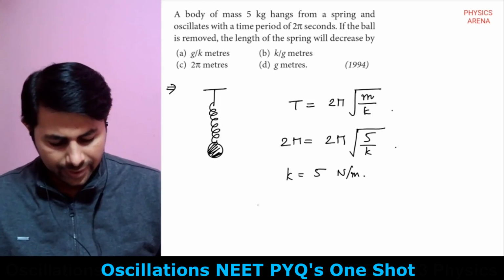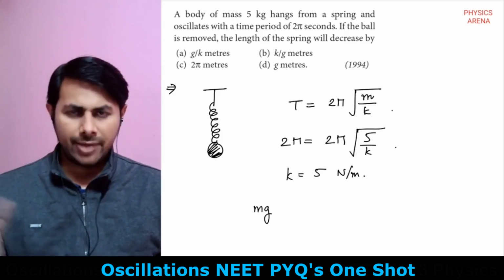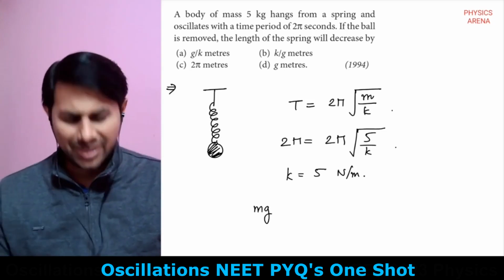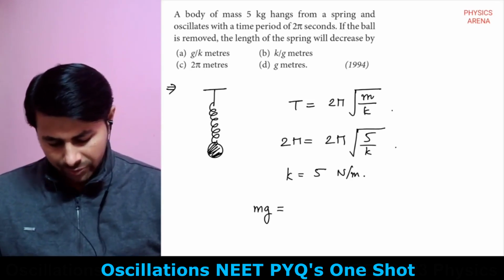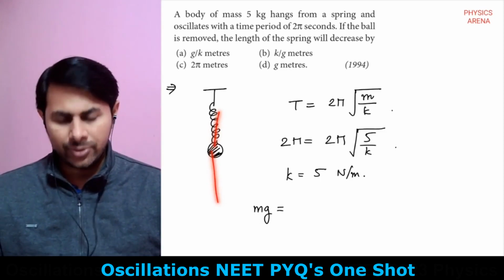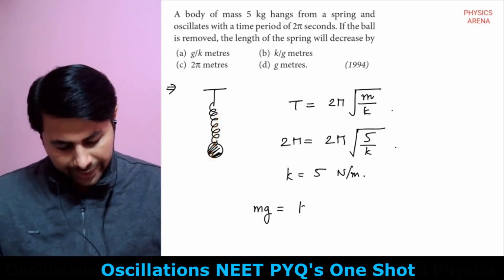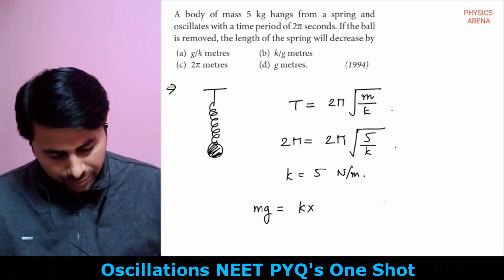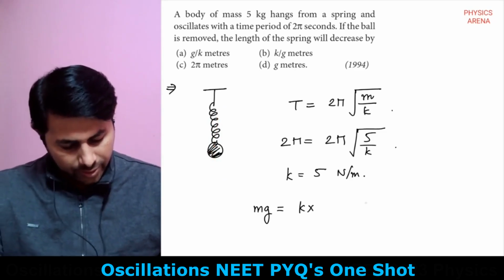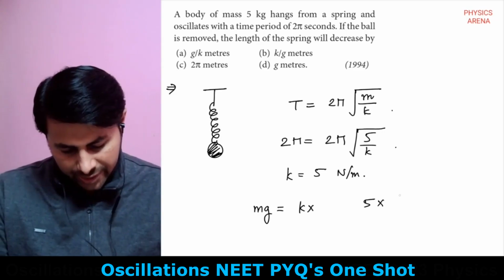We can say that mg, whatever is the mass, 5 kg only, mg is equal to, okay, the downward force is equal to the upward force. So it is equal to kx. So put the values, okay.